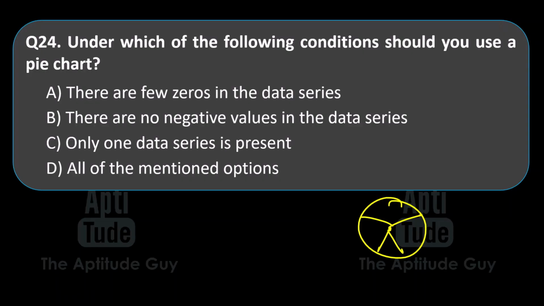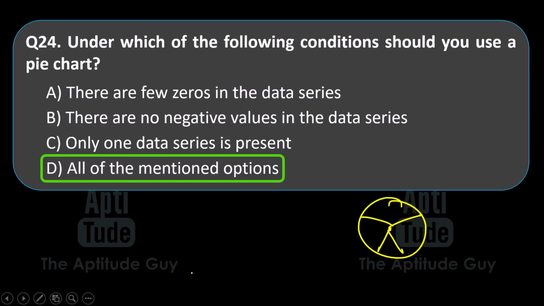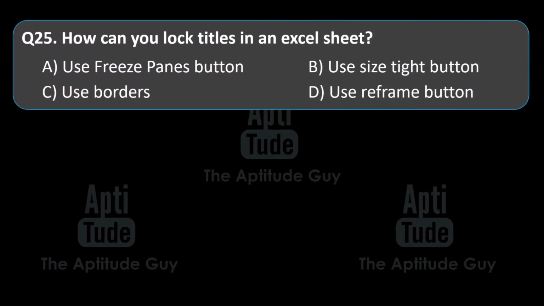I hope you have your answer logged. The correct answer is option D, all of the mentioned options. So if a few zeros are there, then also we can use a pie chart. There are no negative values because where can you show negative in a circle? You can't. You can show 0, that means it's not there. But negative cannot be shown. And only one data series is present. If there are multiple things like their height, their weight, or the percentage, then we can't use a pie chart. So when all of these get satisfied, only then we can use a pie chart. I hope you got that right. If you did not, now you know. Let's move on. Question number 25.